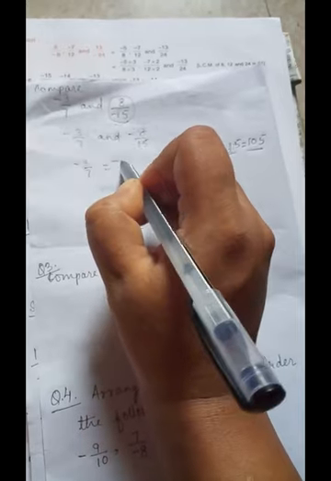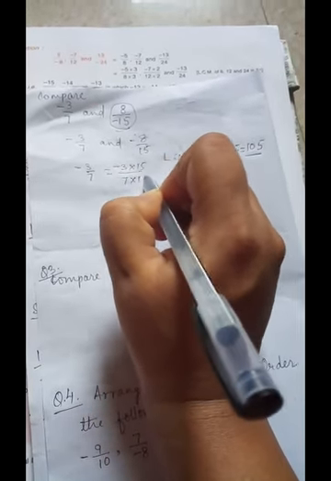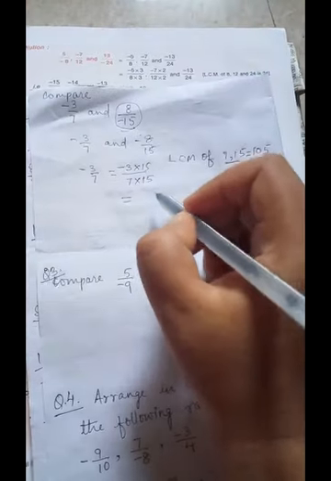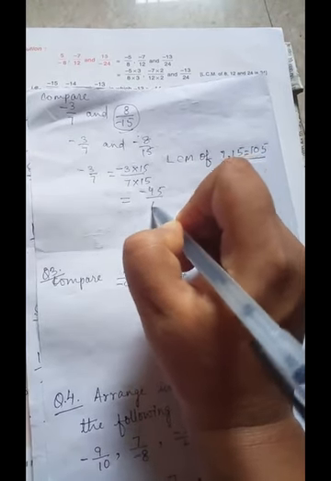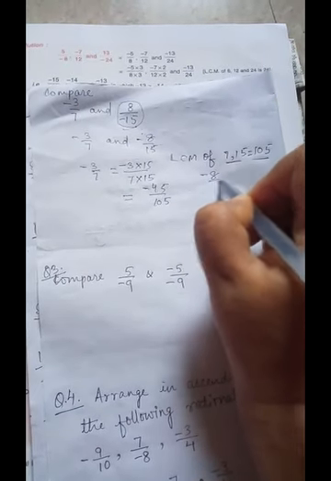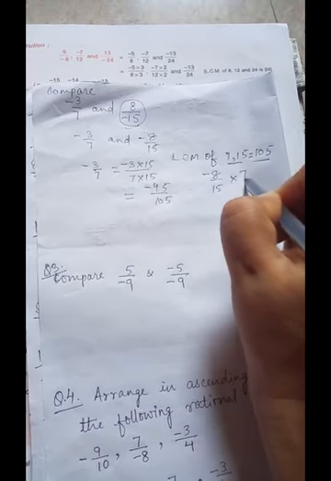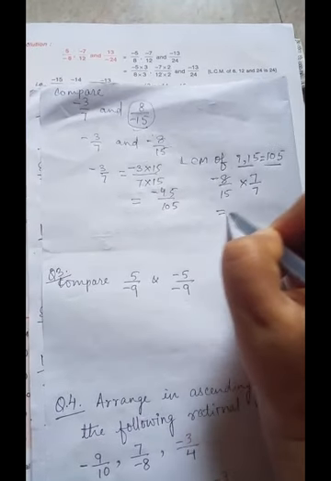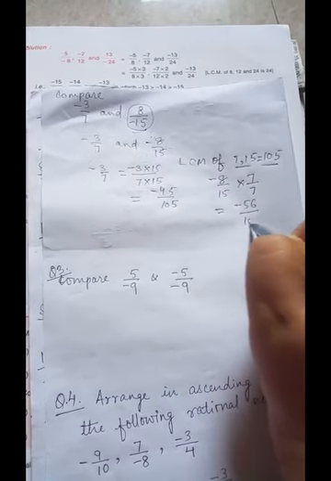So minus 3 by 7: multiply by 15, and 7 multiplied by 15 gives the denominator 105. So this will be minus 45 by 105. And similarly, minus 8 by 15 will become, again you multiply by 7, so it will become minus 56 by 105.